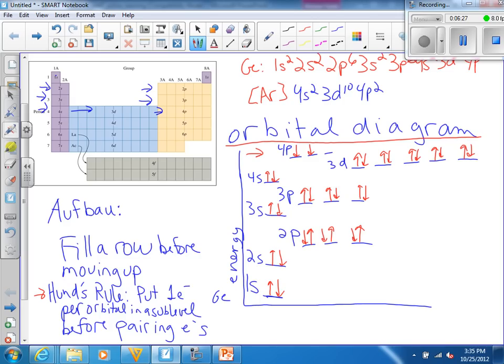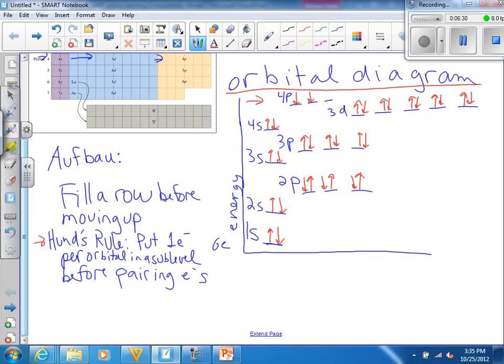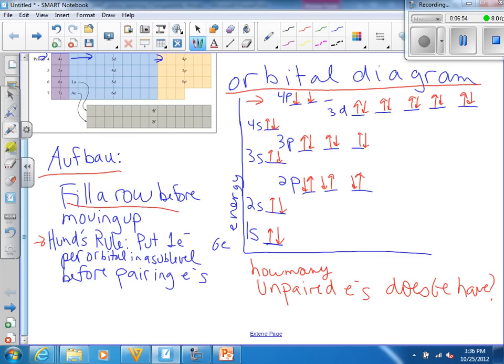Now if I asked you a question, how many unpaired electrons does germanium have? If you look at this, hopefully you see everything is paired except in the last sublevel. Everything has to be paired except the last sublevel based on Aufbau's principle, because you have to fill a row before moving up. Well, if that's true, everything's filled except for the very last sublevel. So how many unpaired electrons does germanium have? 2, right here. 2.